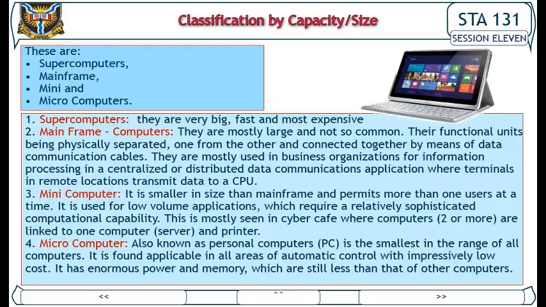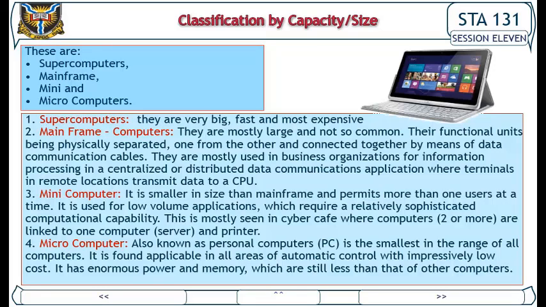2. Mainframe computers. They are mostly large and not so common. Their functional units being physically separated, one from the other, and connected together by means of data communication cables. They are mostly used in business organizations for information processing in a centralized or distributed data communications application where terminals in remote locations transmit data to a CPU.